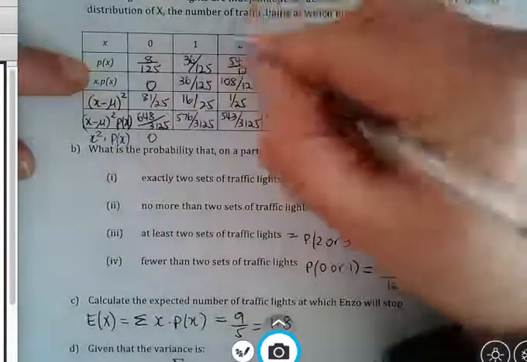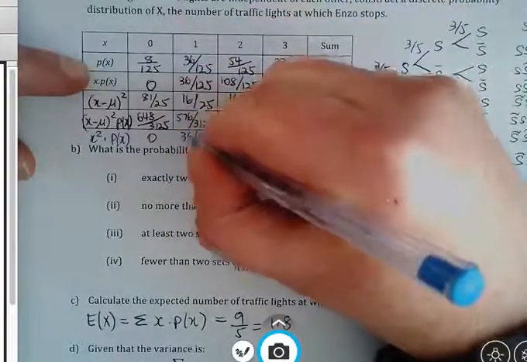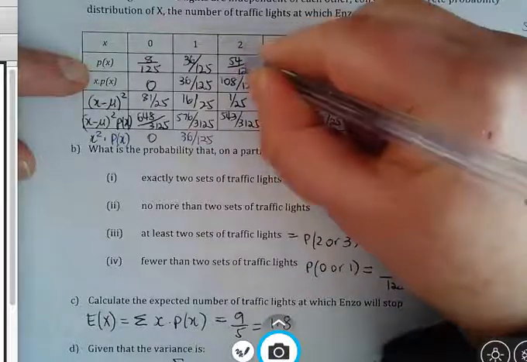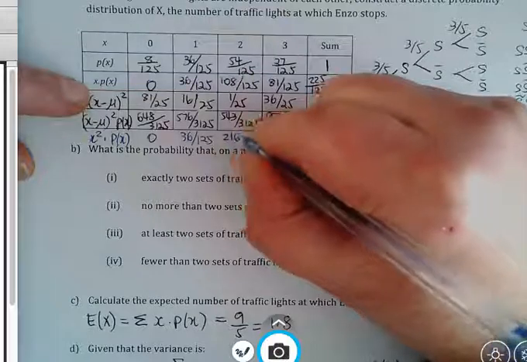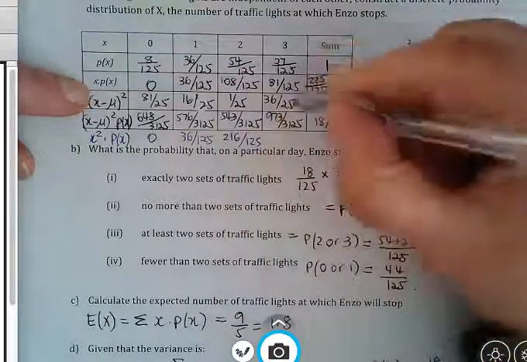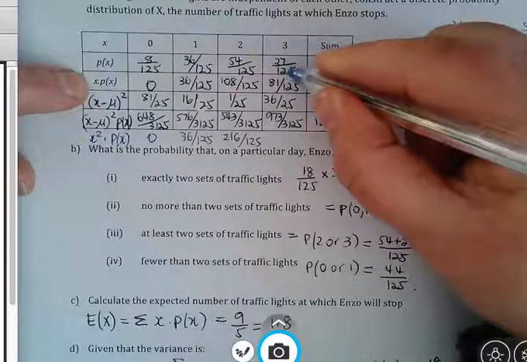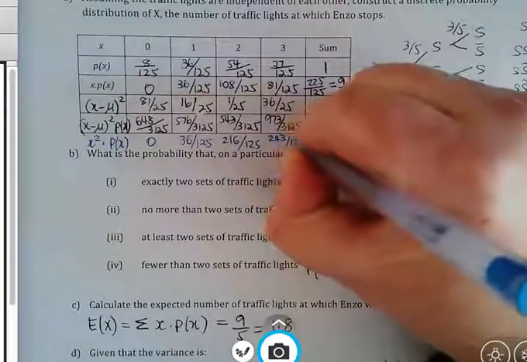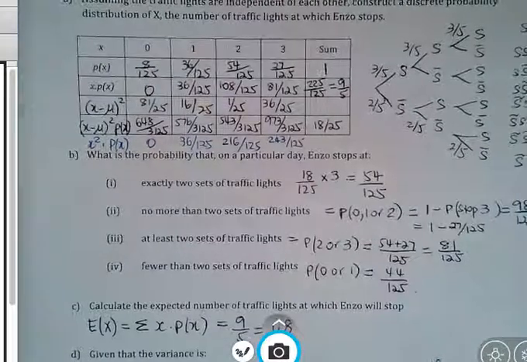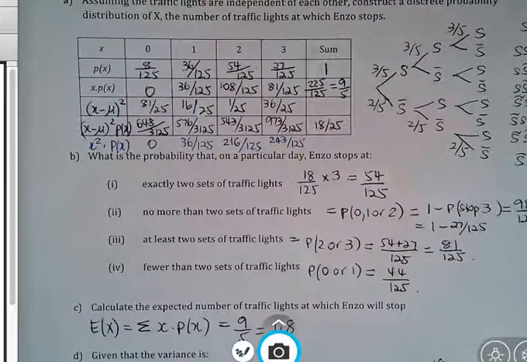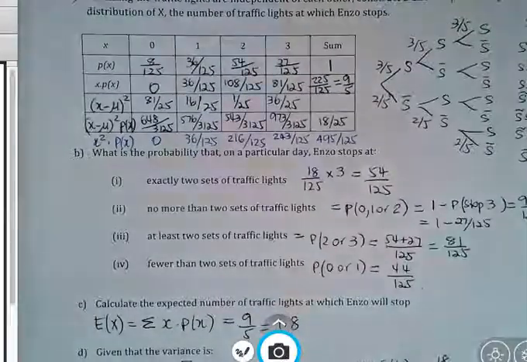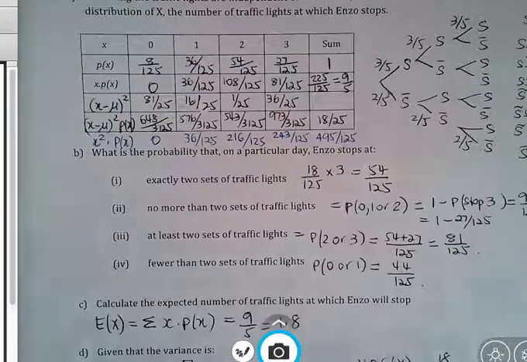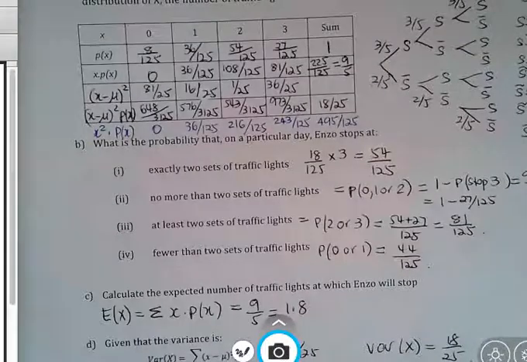The first one would be 0. The second is just 36 over 125. The next one would be 216 over 125. The next one would be 243 over 125. And if we add those all together, we get 495 over 125. That can be simplified, but I'll do it further down. So 495 over 125 is the sum of x squared px.